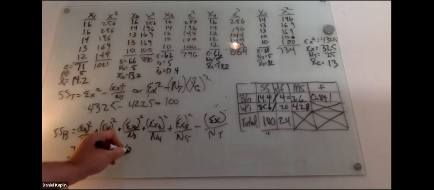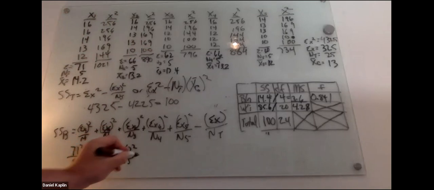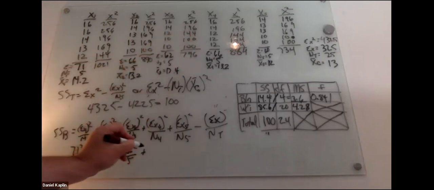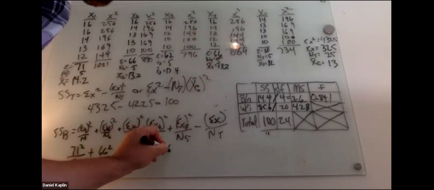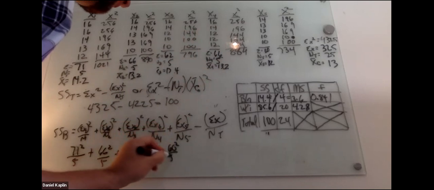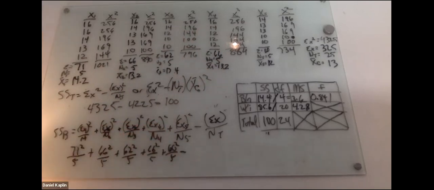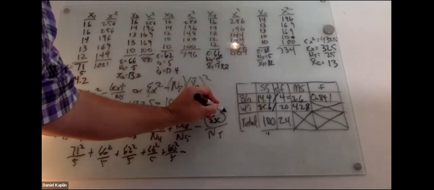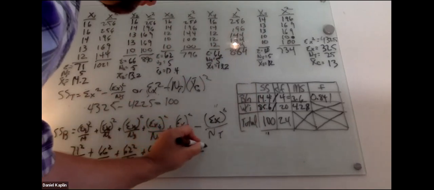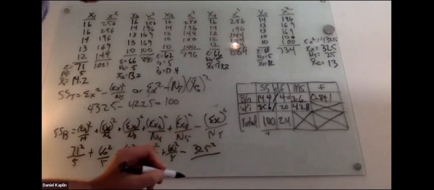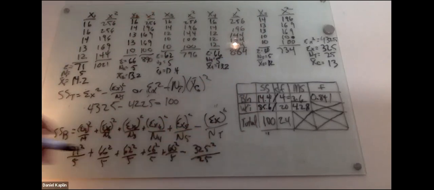62 squared over 5, plus 66 squared over 5, plus, what was the last one? 60 squared over 5, minus the sum of x, and this should be squared, right? So we take minus 325 squared over nt, which is 25.